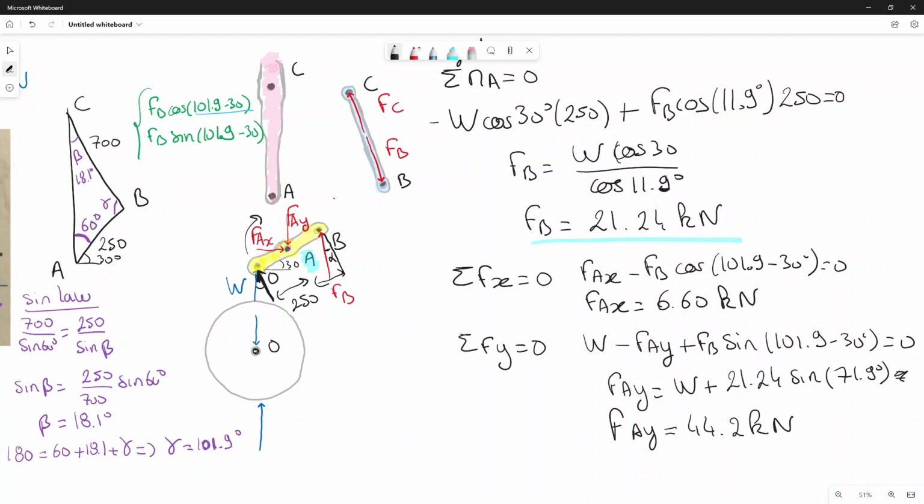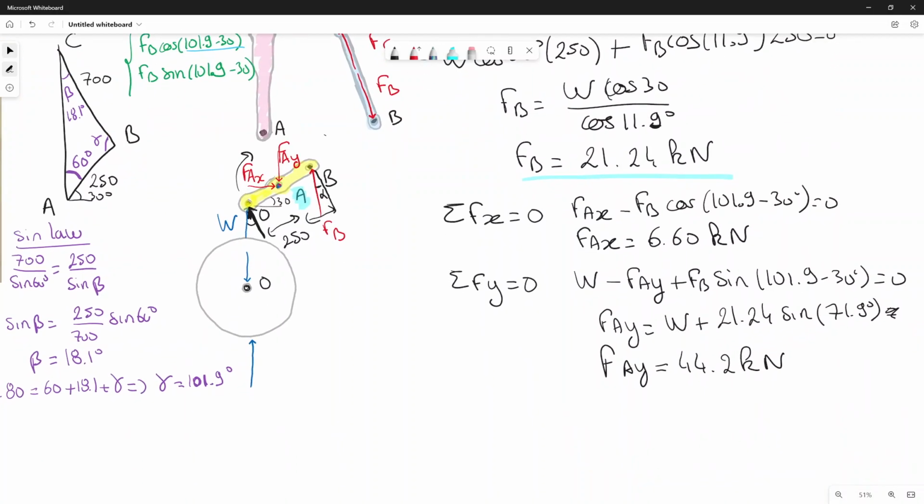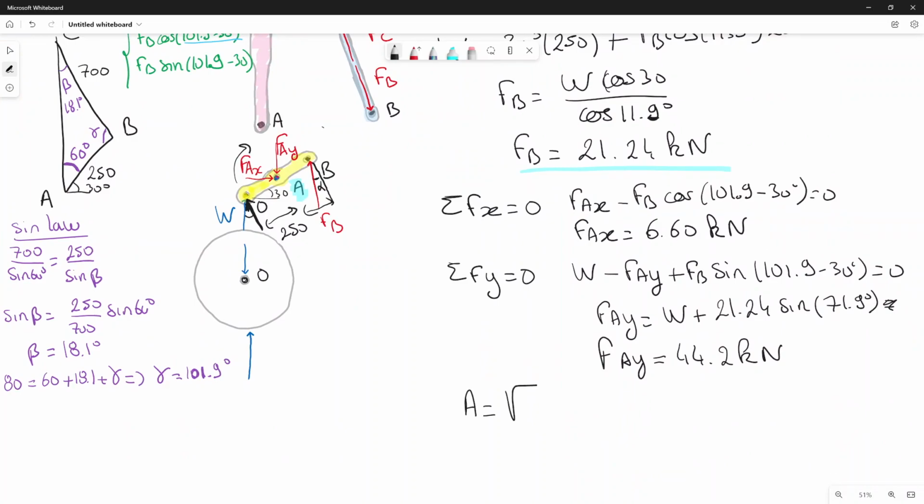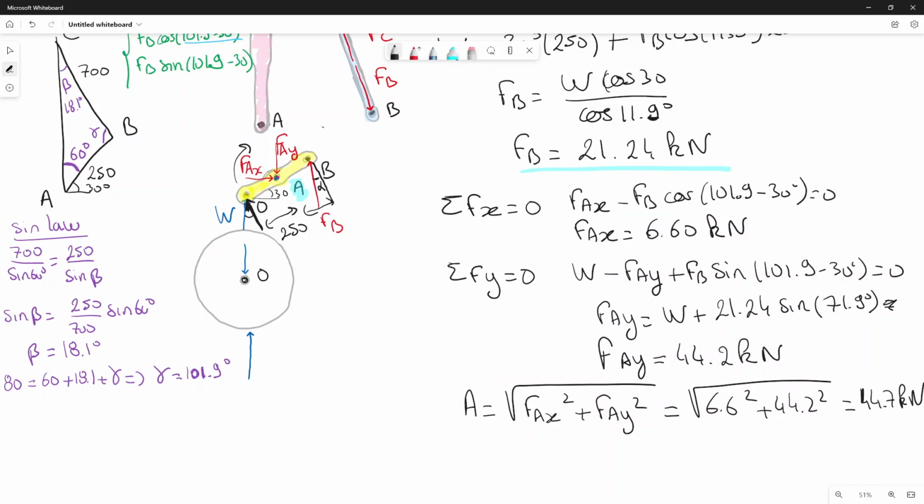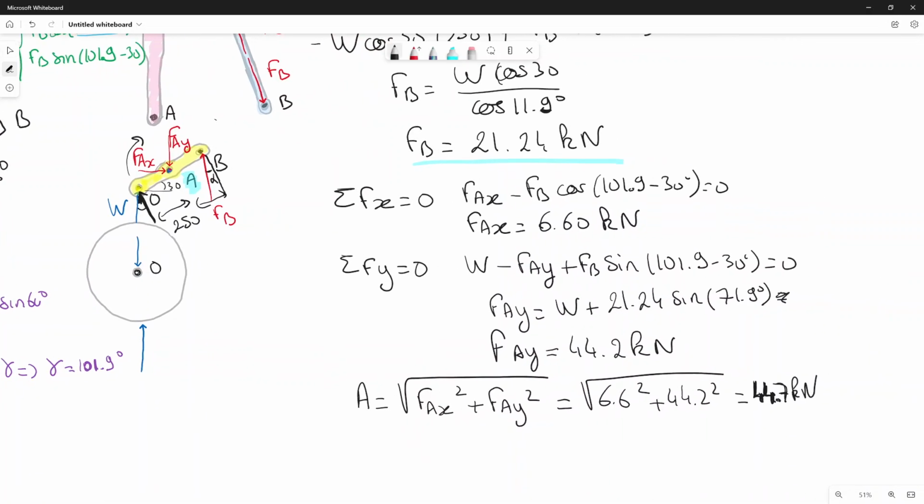And to find A, we need to take the square root. So A equals the square root of FAX squared plus FAY squared. So this is the square root of 6.6 squared plus 44.2 squared, how much is it, and this is 44.7 kilonewton. Here we go. That's what you should get for this example with those data.